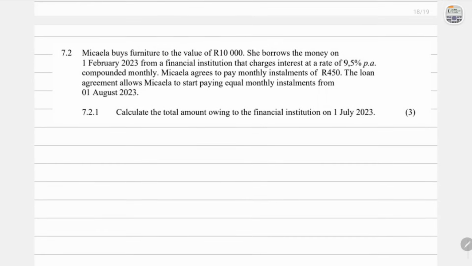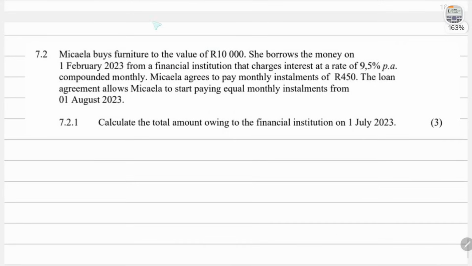Question 7.2 says, Michaela buys furniture to the value of 10,000 Rand. She borrows the money on the 1st of February 2023 from a financial institution that charges interest at a rate of 9.5% per annum compounded monthly. Okay, so that's the interest and that's the compounding. Michaela agrees to pay monthly installments of 450 Rand. The loan agreement allows Michaela to start paying equal monthly installments from the 1st of August 2023.